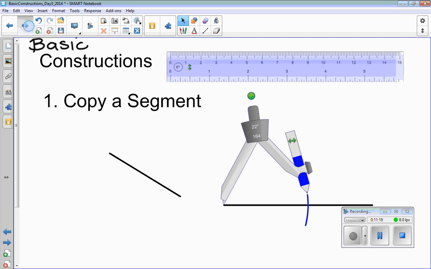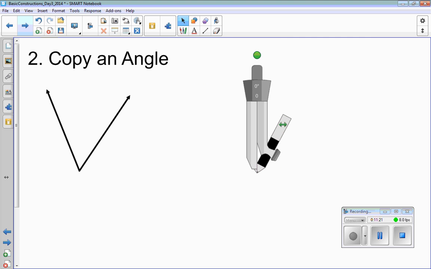Not too hard. Let's actually copy an angle now. So underneath that one on your paper, if you've done your hamburger fold, you're going to go to the bottom page, and this is construction number 2. We're going to call it copy an angle. So I want you to name it copy an angle, and draw an angle underneath it. Use your straight edge to make it very nice and neat.